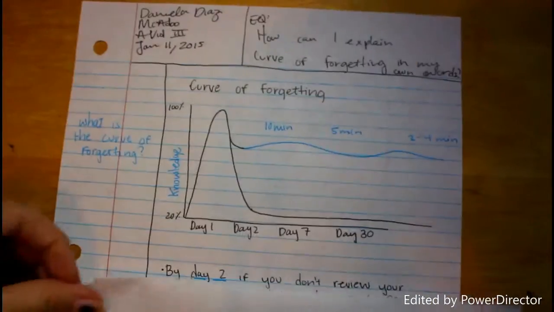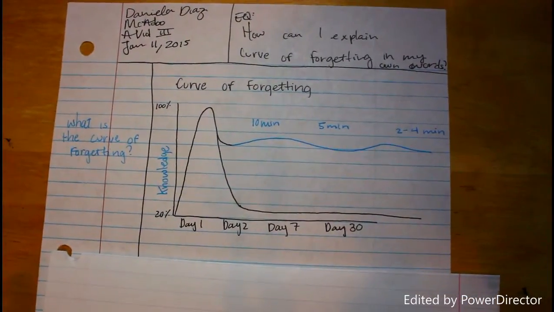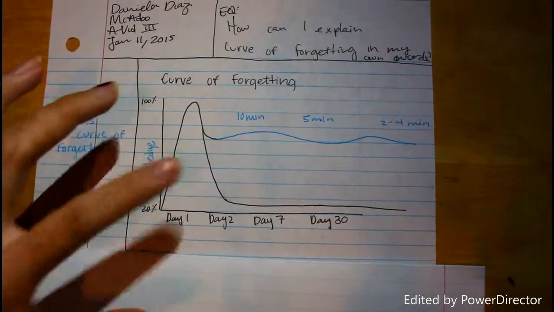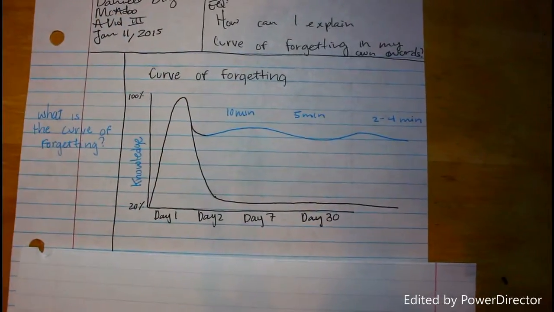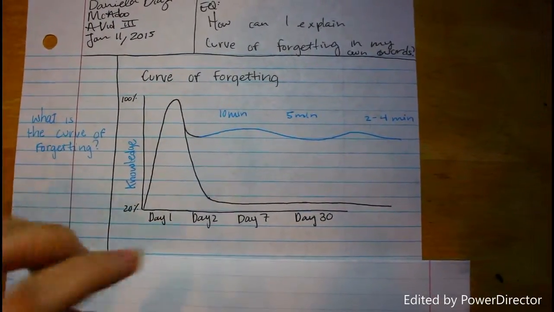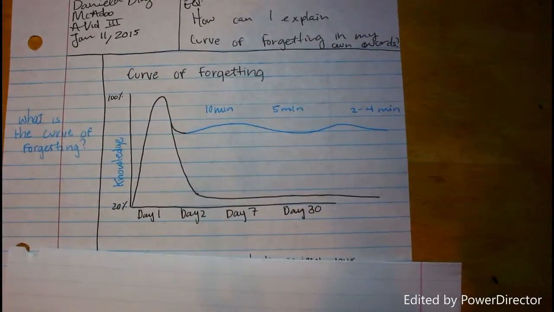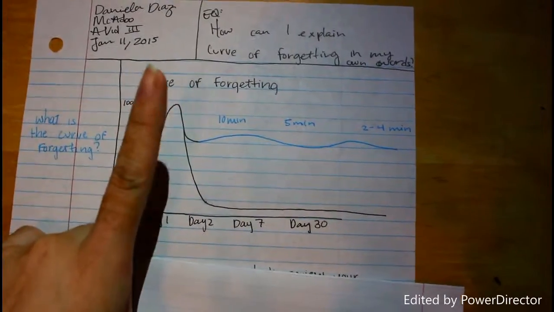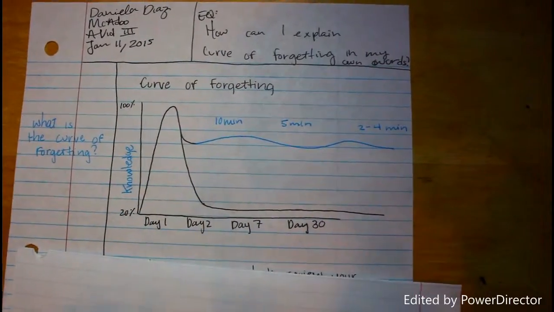Here is a graph that shows how our brain works, most of it, but it also shows how our memories can work. Here in day 1, we know most of it because we learned it on that day, and by day 2, you already lost most of it. But if you study, you can keep a good line of remembering, as you can see right here.